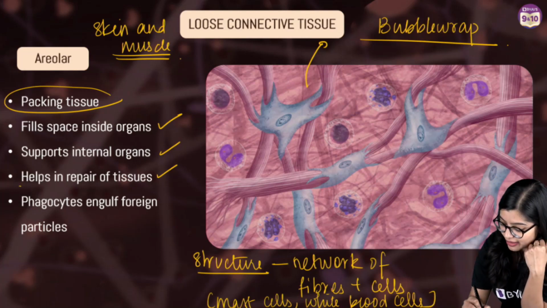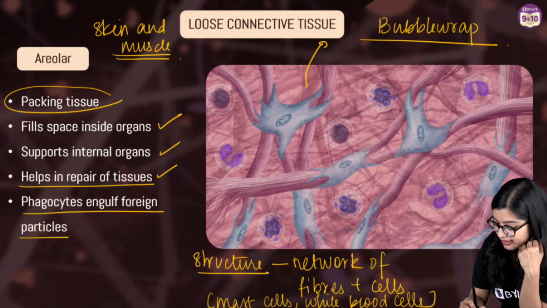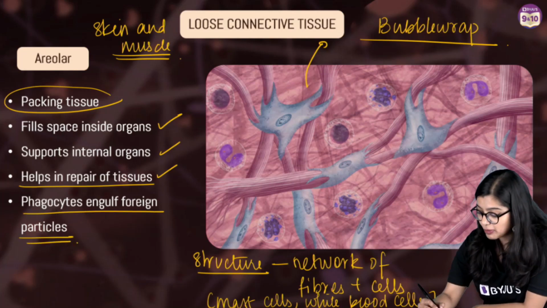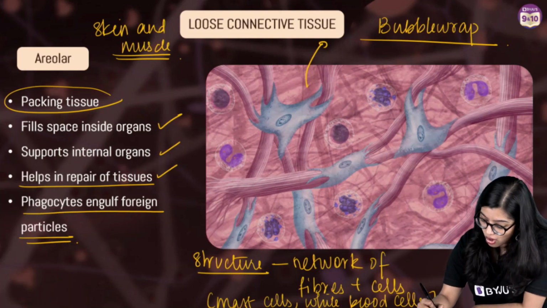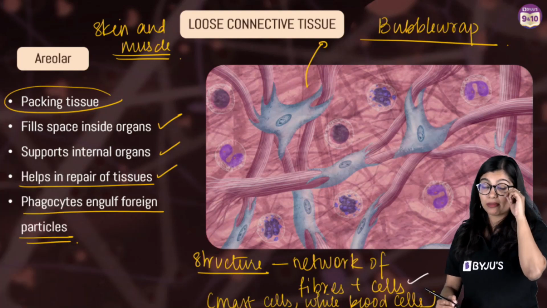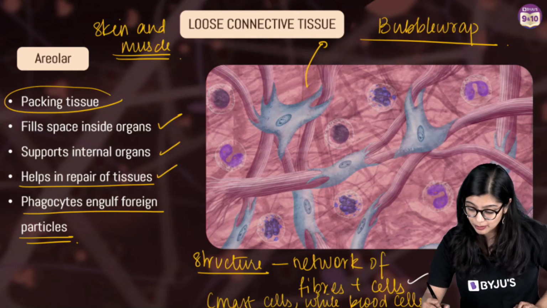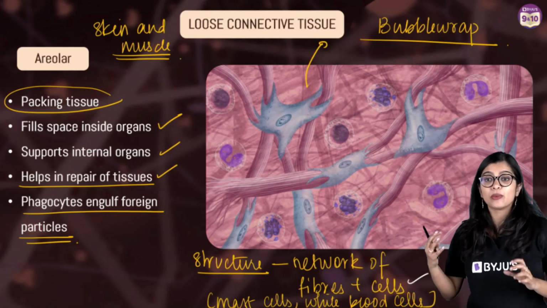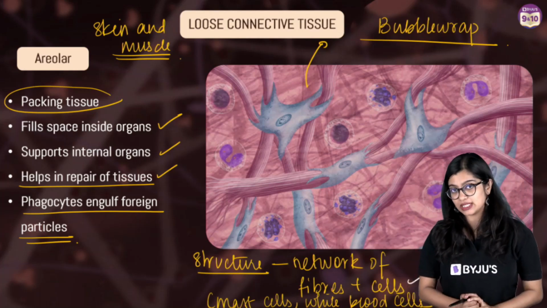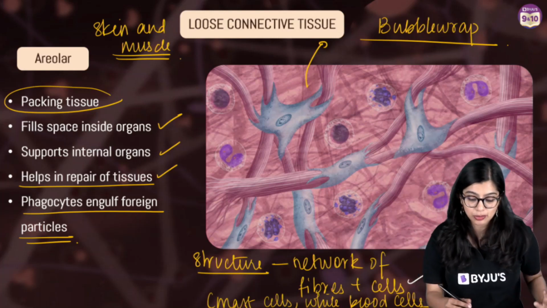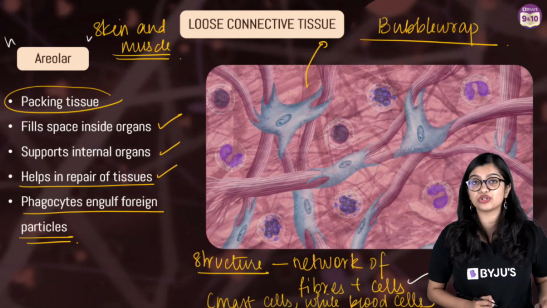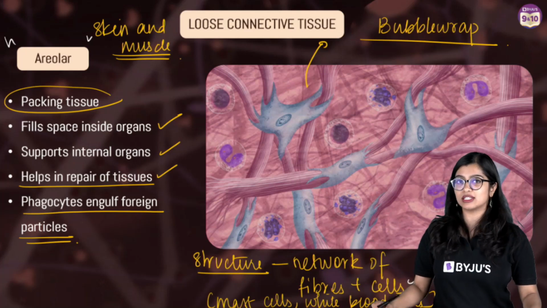Now, if it is helping with repair or it is helping in getting rid of foreign particles, it is because of the presence of these cells, right, that are there, the white blood cells especially, and of course with the presence of collagen fibers, we see that they are able to achieve all of these functions. Now, on an examination point of view, function of areolar tissue is very important, so please star mark this point.